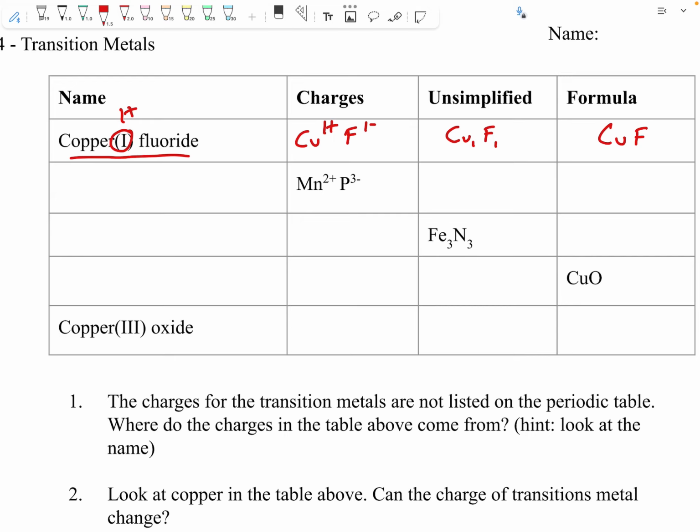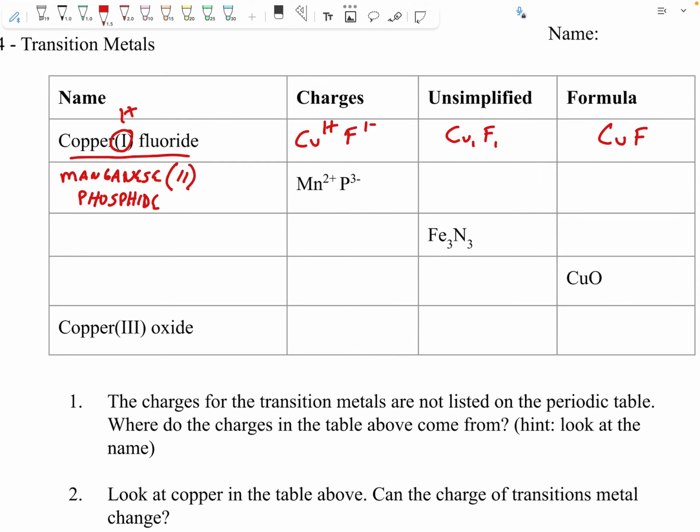Here we go. Manganese(II) with a 2 plus charge, phosphorus with a 3 minus, so we have manganese(II) phosphide. Why a 2? Because the charge on the manganese is what is in parentheses. The charge on whatever that cation is, the Roman numeral, that will go in parentheses. So those are the charges.